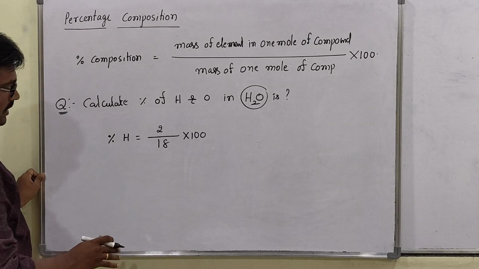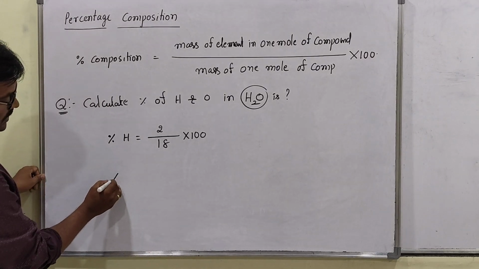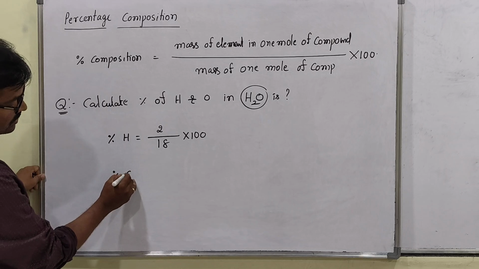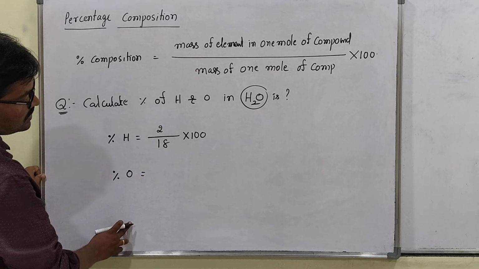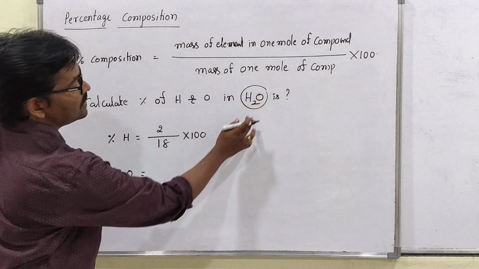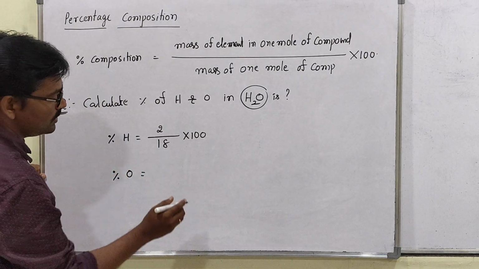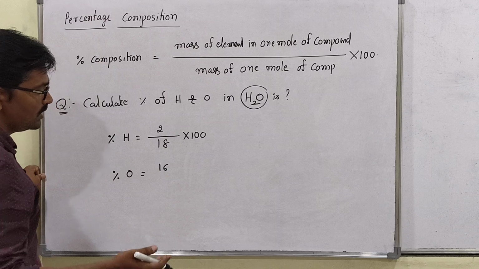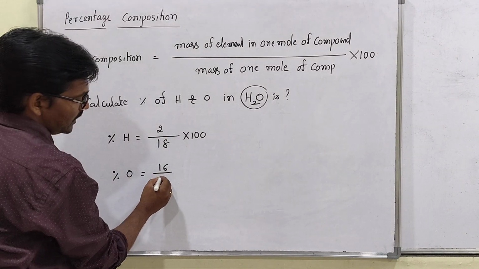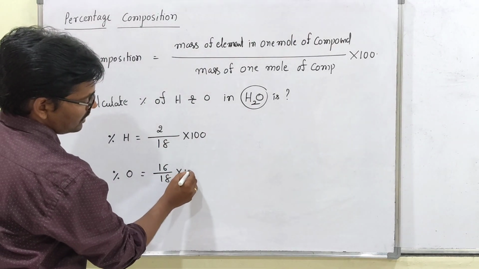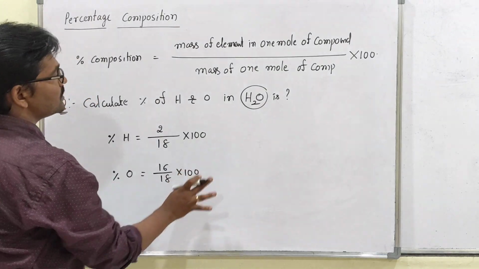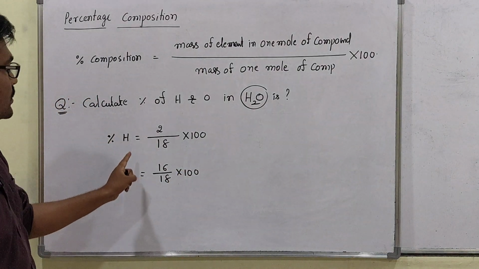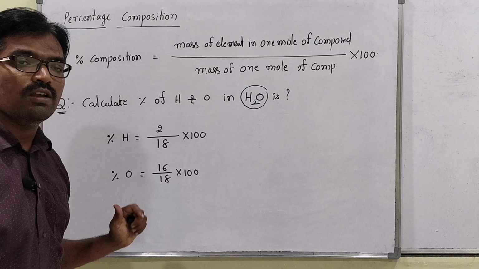Understand, my dear students? Next, in case you take the percentage of oxygen, what is the oxygen mass? Only one oxygen is there, so you have to take 16. In case 2 oxygens are there, 2 into 16, like that. So 16 divided by 18, into 100. So you can get the percentage composition of hydrogen and oxygen by using this formula.